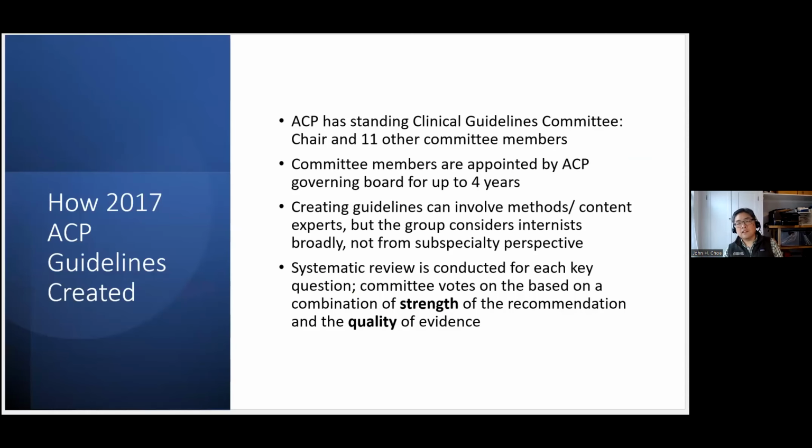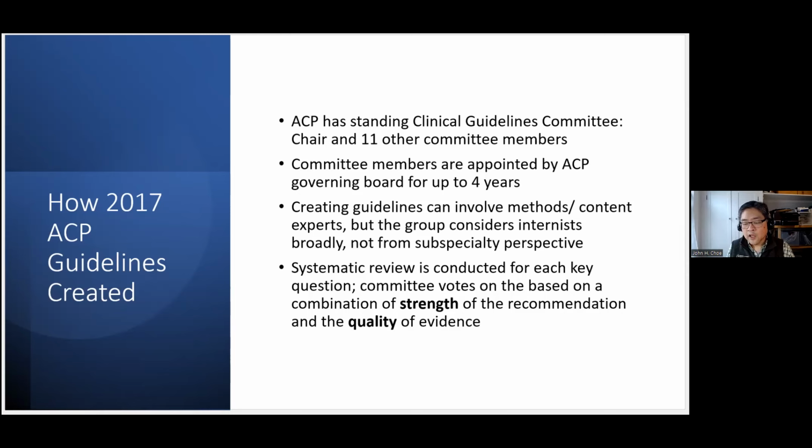So ACP has a very different process by which they do clinical guidelines. First of all, they don't have a clinical guideline committee that they develop for each specific question. They have a standing clinical guidelines committee. The standing clinical guidelines committee is based on 12 members that are appointed by the ACP governing board, and they are re-elected every year, and they can serve up to 4 years. They do it on a rotating basis, so not everyone switches over at the same time.